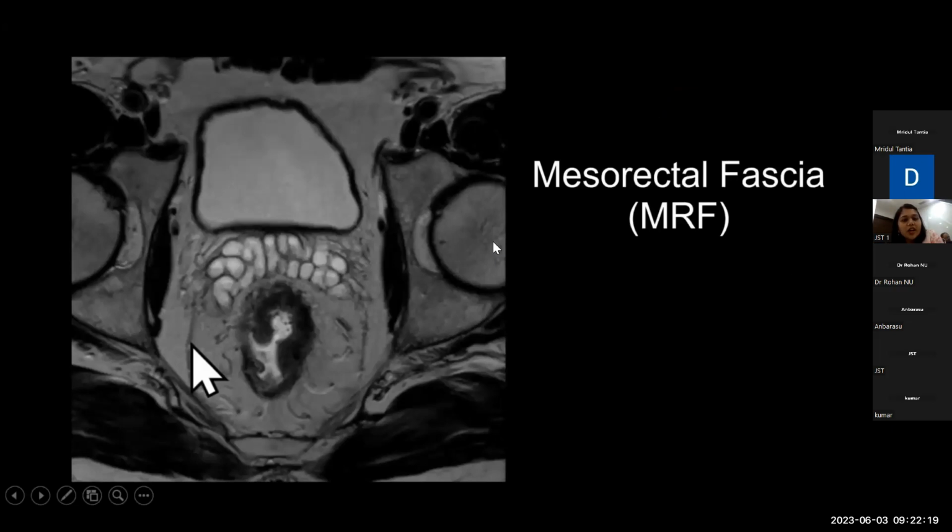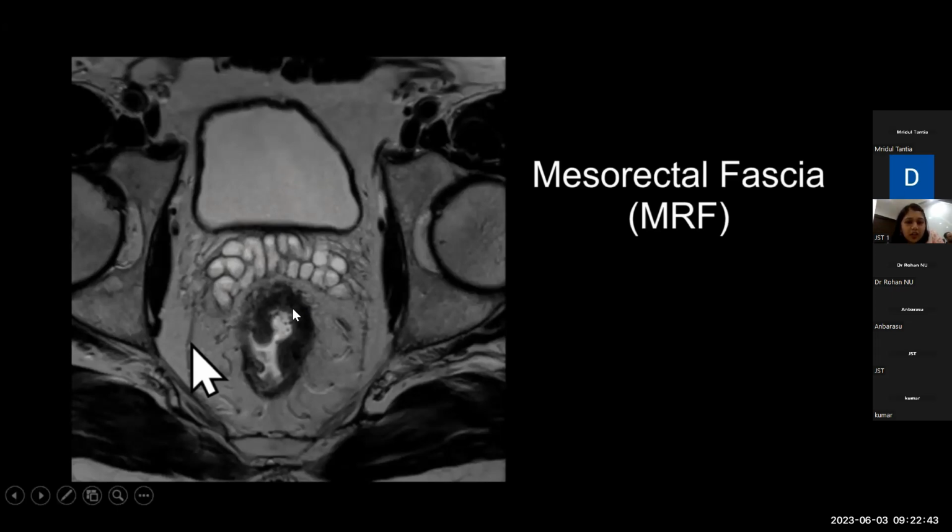Next, an important structure is the mesorectal fascia. How do we identify this on MRI? It is a very thin hypointense line surrounding the mesorectal fat. Fat is bright on T2 images. This is the rectal lumen. These are the seminal vesicles. This is the bladder, which has urine and is T2 bright. So these are T2 images.